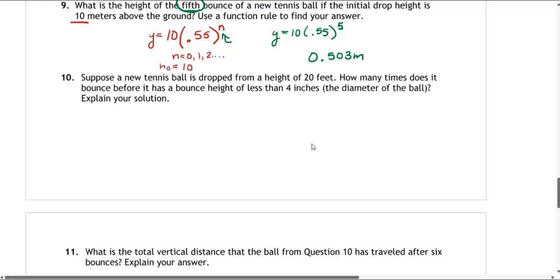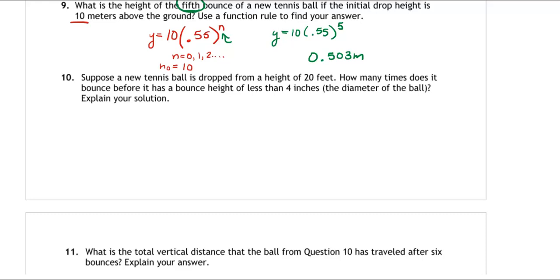Suppose a new tennis ball is dropped from a height of 20 feet. How many times does it bounce before it has a bounce height of less than 4 inches, the diameter of the ball? Explain your solution. So all I'm looking for here is my bounce height that's going to be less than 4 inches, just because it's the diameter of the ball. The way I could do that would be going ahead and trying each one of my inputs and seeing which one is going to get me something less than 4.